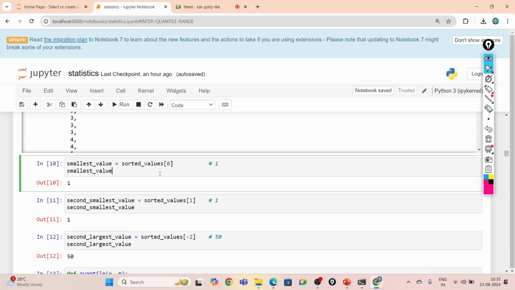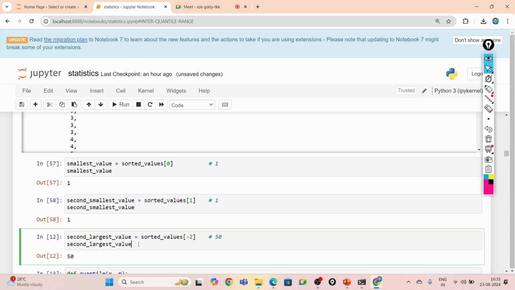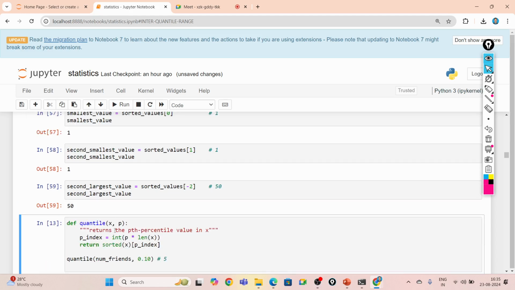See, in the sorted elements the first value is 1, we already know that. The second value is also 1, and the last value, which is the largest value, is nothing but 50, right?